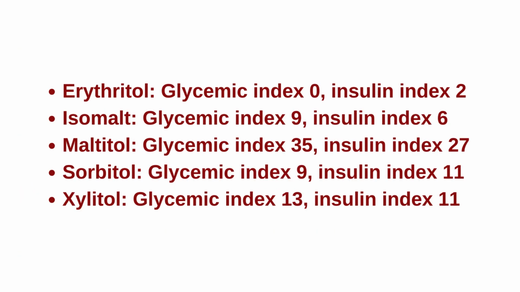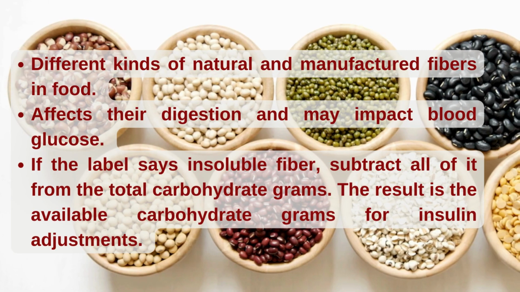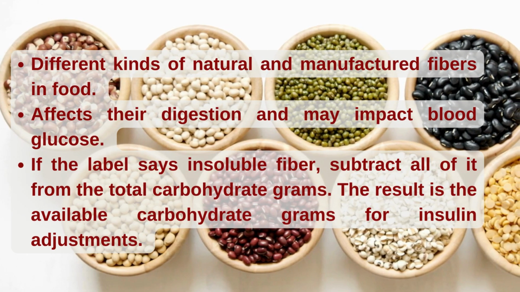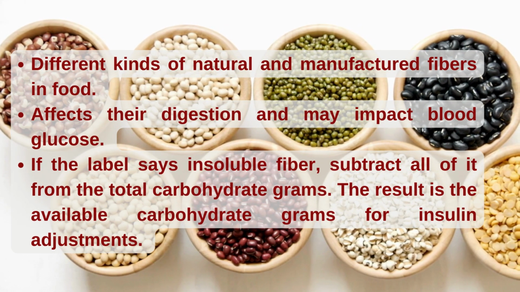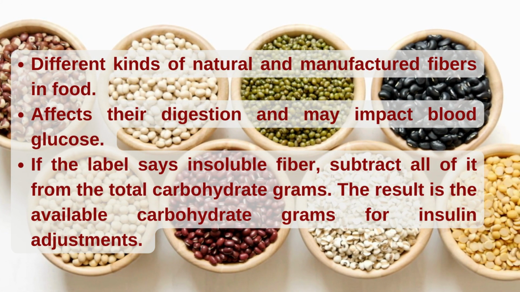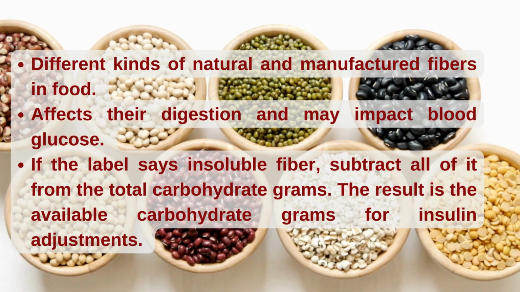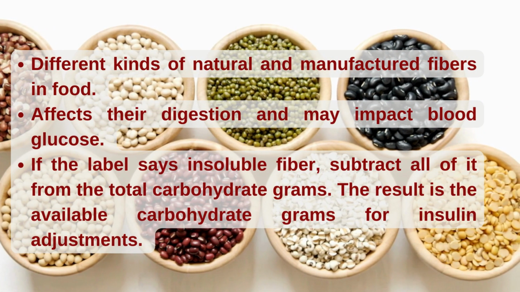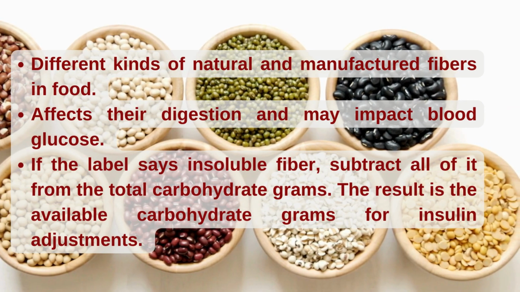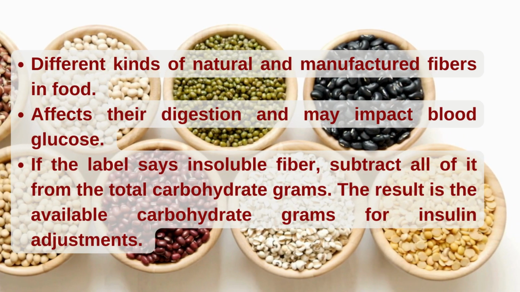Some of the different sugar alcohols and their glycemic and insulin index are shared here. The product's fiber content. Food products may have different kinds of natural and manufactured fibers in them. This affects their digestion and how they may impact blood glucose. If the label says insoluble fiber, you can subtract all of it from the total carbohydrate grams. The result is the available carbohydrate grams for insulin adjustments. Another important thing to note is that if you live outside of the USA, your total carbohydrate line already has removed the fiber content and listed it separately.